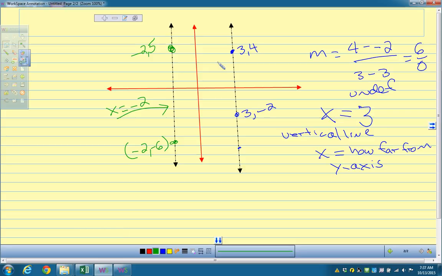Okay. So if it's a vertical line, it's x equals. If it's a horizontal line, it's y equals. Okay? Easy enough? All right, so we'll have some practice on those later on. So find the slope of it. You try, okay?